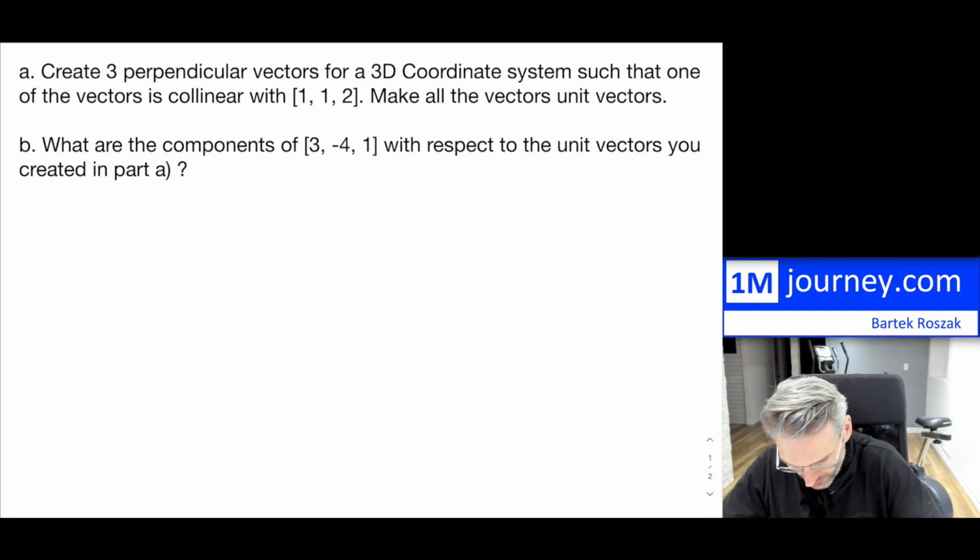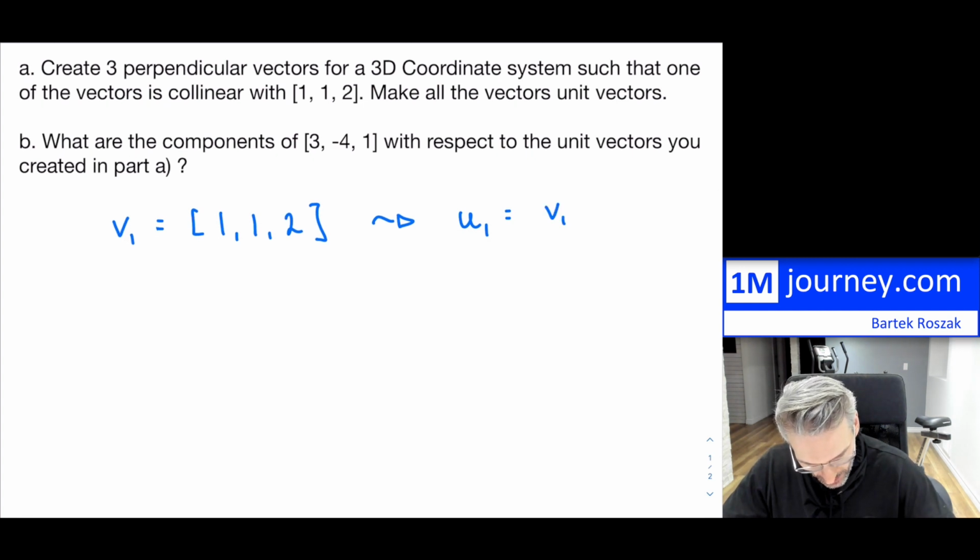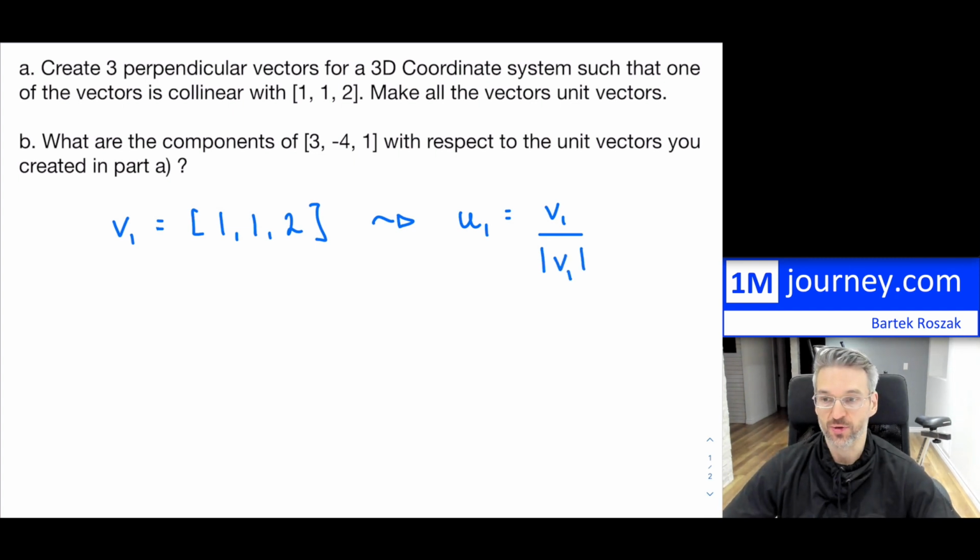I'm going to do the following. So this is for part A. Let me call vector number 1, and this is going to be 1, 1, 2. Now the unit vector for this, I'm going to call this one unit vector u1, would be the vector itself, let me just write it as v1, divided by the actual magnitude. And I'll find that in just a moment.